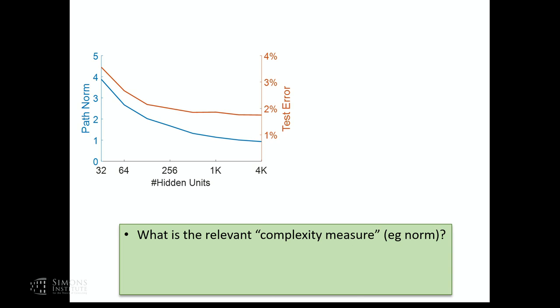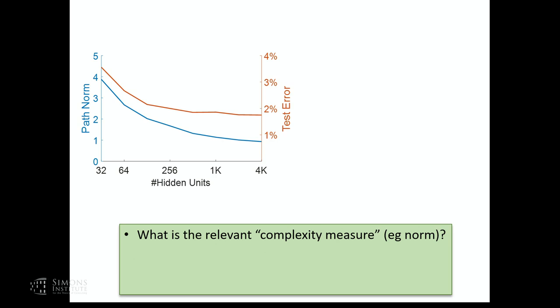But the point is that we expect to find models that are becoming more complex in terms of the number of units, but more and more simple in terms of something else, maybe the path norm or maybe something else. So one question we could ask, and this is not the main question we're going to ask in this tutorial at least, is what is this complexity measure that's actually controlling generalization? And that was addressed a bit in Sasha and Peter's tutorials.